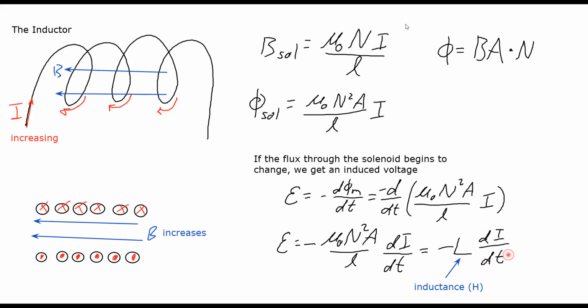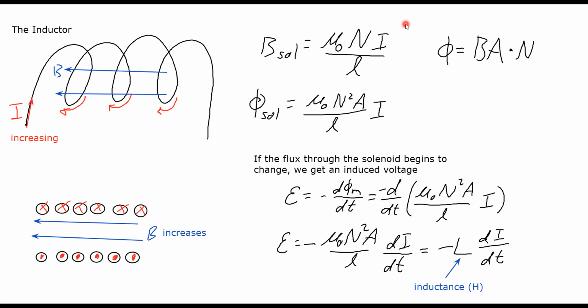I want to try to make sense of this. I mean, that's our equation here, but how does that make sense? Why is it a negative here? What does the di over dt mean? Okay, so let's think about this scenario that we have. So I is increasing here.